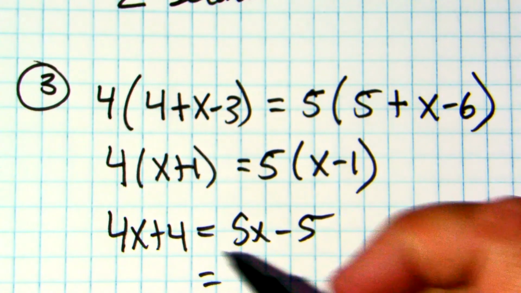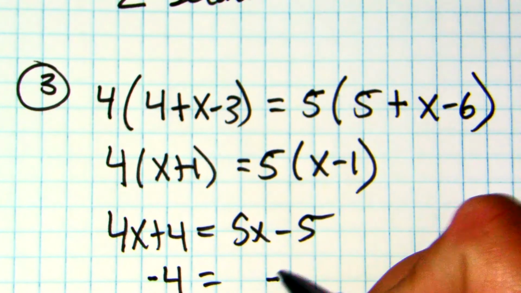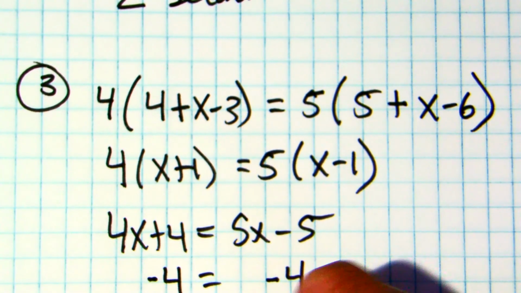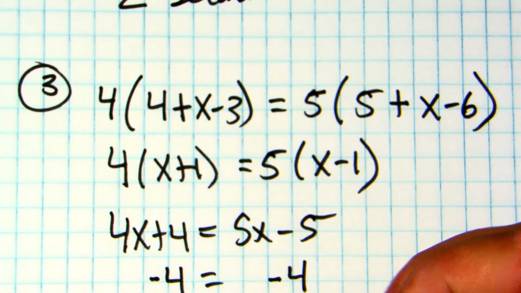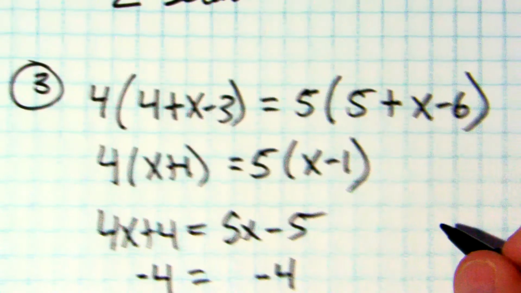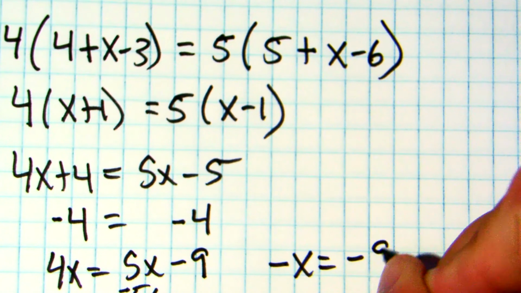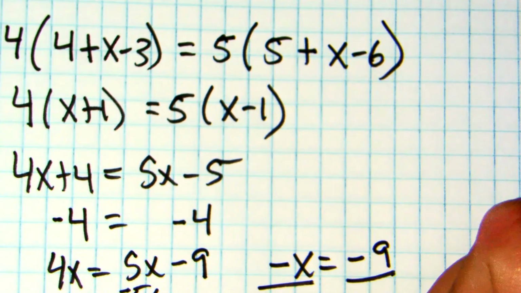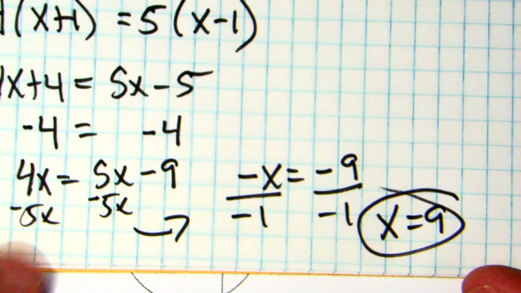Okay? Now we want to subtract 4 from both sides. So I'll have 4x equals 5x minus 9. Let's subtract 5x from both sides. So over here I'll have negative x equals negative 9. Divide both sides by negative 1. And x is equal to a positive 9 for your answer.